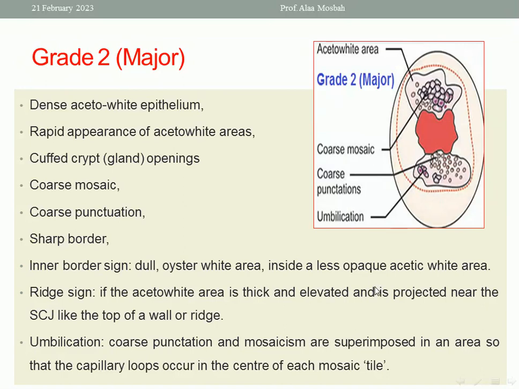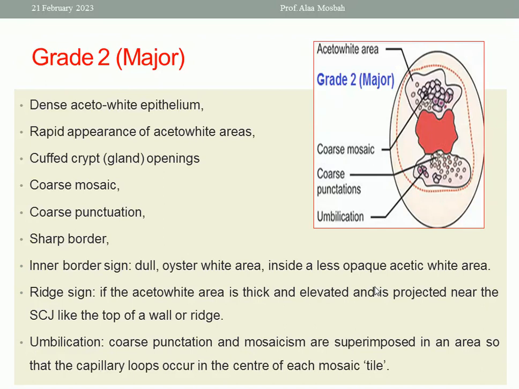Inner border sign, ridge sign, amplification sign is a very important sign in a major degree or grade 2. What is the inner border sign? What is the ridge sign? What is the amplification sign? Inner border sign: you will find a dull, oyster white area inside a less opaque acetowhite area. Maybe high grade inside low grade, the combination of both, because there is a dull oyster white area inside a less opaque acetowhite area. Okay, this is called the inner border sign.